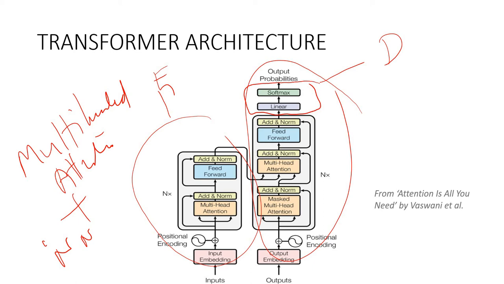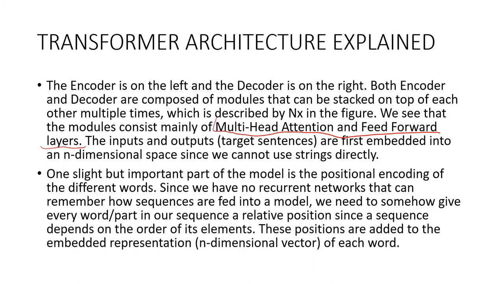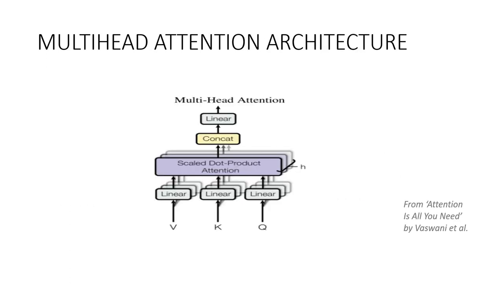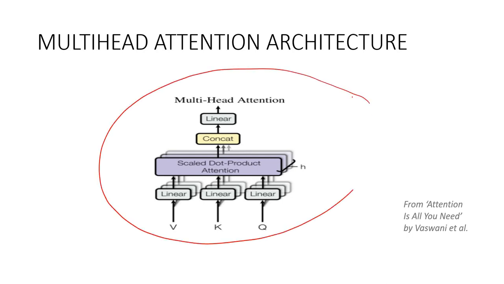Now you understood the architecture. To get more clarity, please watch the previous video. The multi-head attention, this is what we do. Instead of only paying attention to each other in one dimension, transformers use the concept of multi-head attention. Multi-head attention means it consists of several attention layers running in parallel. That's multi-head attention. This is the multi-head attention architecture. It contains several layers running in parallel.